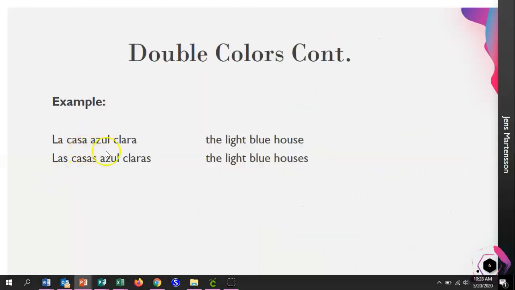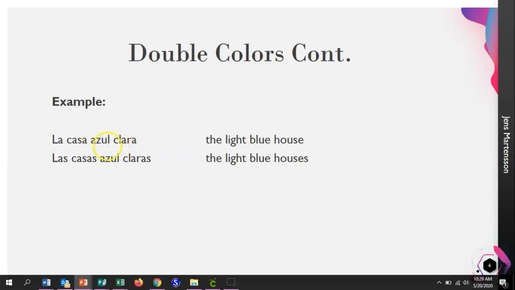We've got la casa azul clara, which basically reads the light blue house. Let's find our noun. Our noun is casa, la casa, feminine. So now we know that azul claro are our two double colors. So we know that azul clara, so what are we going to do to make it plural?